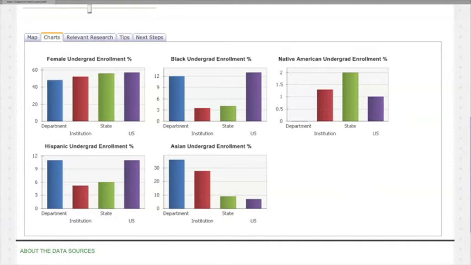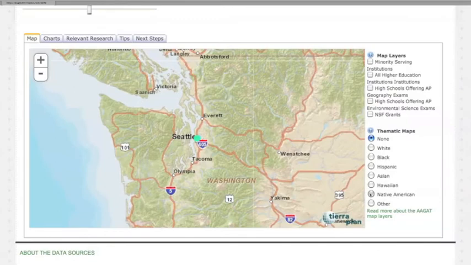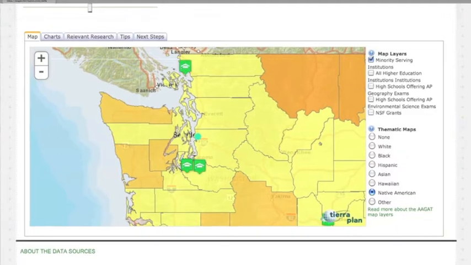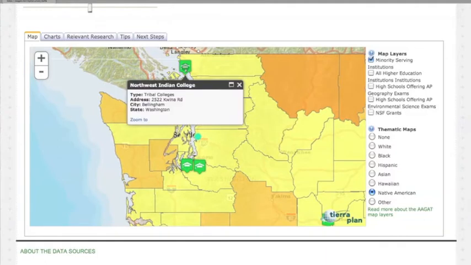It also helps us to recognize that there is an opportunity to engage with the Native American undergraduate population as well. Turning to the map, we can find where the U.S. population distribution of Native Americans are relative to campus. And we can also see where the minority-serving institutions are, such as Northwest Indian College to the north of Seattle.